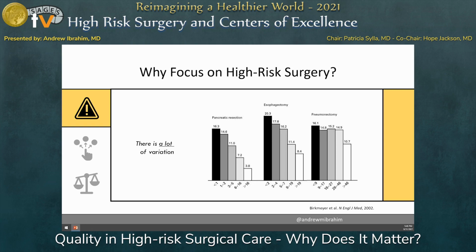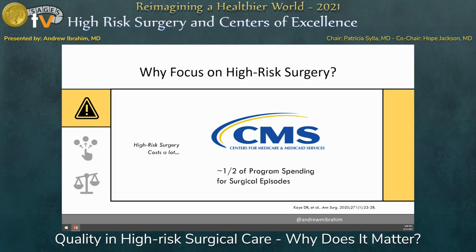So this is one of the landmark papers, now almost 2 decades old, from Dr. Birkmeyer, demonstrating that when we look at high-risk surgery, there's a lot of variation. These are rates of mortality across procedural volume for common high-risk procedures. You just see tremendous 2, 3, 4-fold variation, drawing a lot of attention to these procedures. These surgeries cost a lot of money. So in one recent review of CMS spending, surgical episodes make up about half of the payments for Medicare spending.